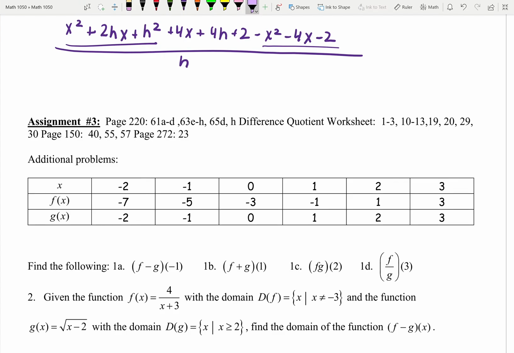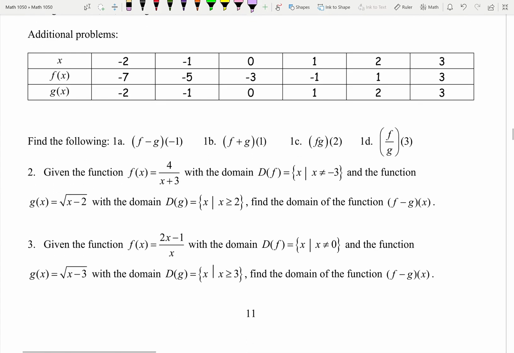And then this right here is what I was talking about. So the difference quotient worksheet, where's that? That's in the back of your workbook, which is what you're taking notes in right now. So turn to the last numbered page. There's still about 8 pages left. One is the difference quotient worksheet, and on the back of it, the next page are the answers, okay? Do just those problems, and then page 150, page 272, problems listed. Then here's some more. You have to do 1A, 1B, 1C, 1D using this table, and then you have to do 2 and 3, okay?